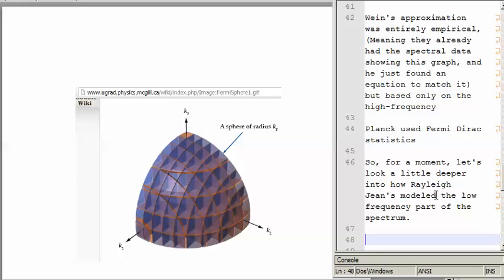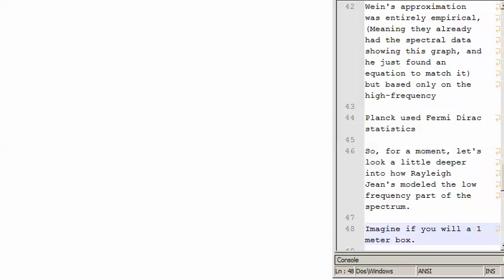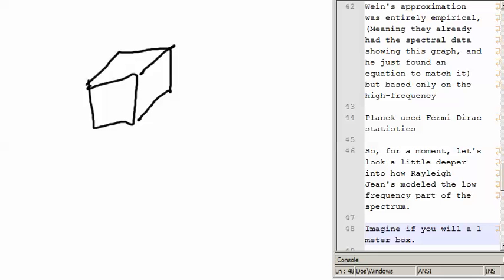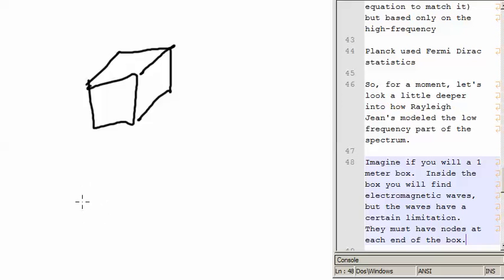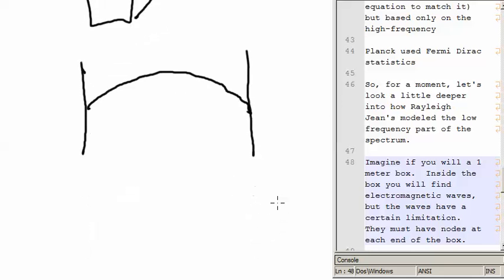So for a moment, let's look a little deeper into how Rayleigh-Jeans, that's actually probably two people, and maybe they worked together that closely, but I don't know. Anyway, this is how they modeled the low frequency part of the spectrum. Imagine, if you will, a 1 meter box. Inside the box, you will find electromagnetic waves, but the waves have a limitation. They must have a node at each end of the box.